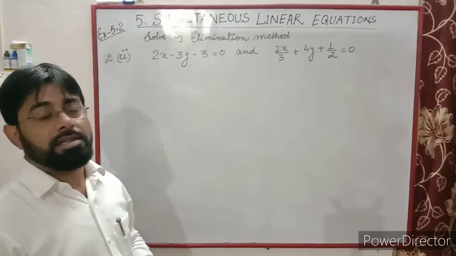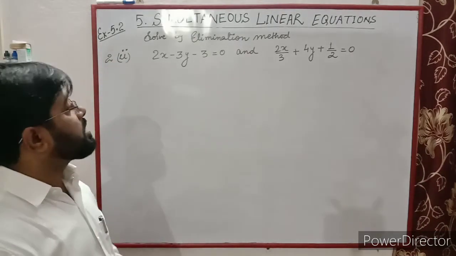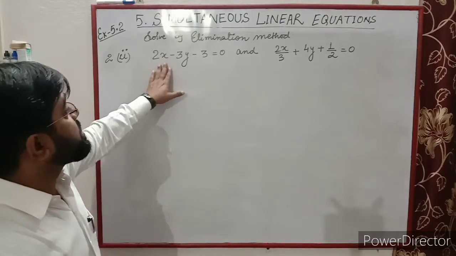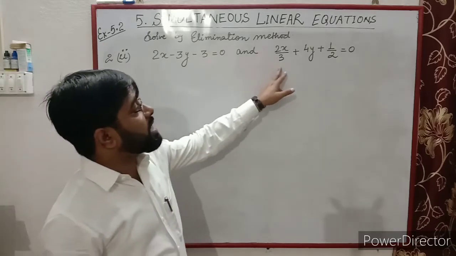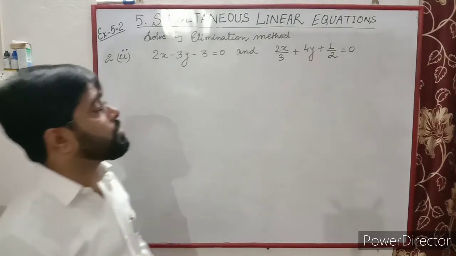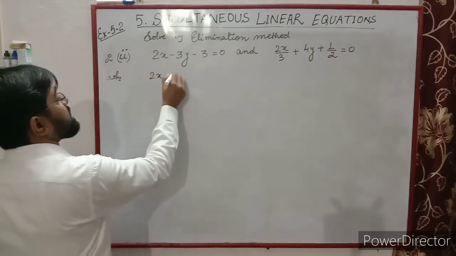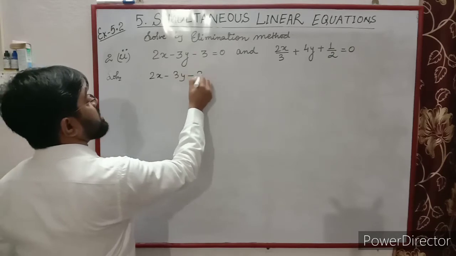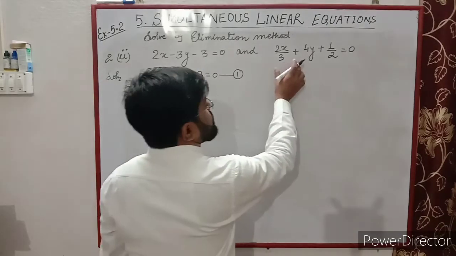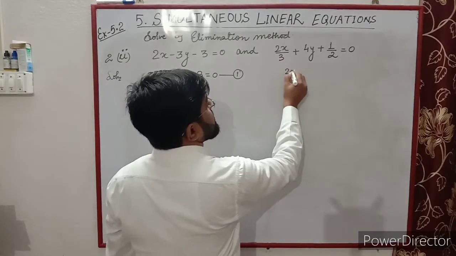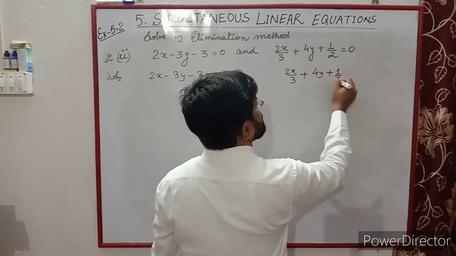Now elimination method. So question number 2 second from exercise 5.2, solve by elimination method. So we have two equations, 2x minus 3y minus 3 is equal to 0 and 2x by 3 plus 4y plus 1 by 2 is equal to 0. Now first, 2x minus 3y minus 3 is equal to 0. We assume equation number first.